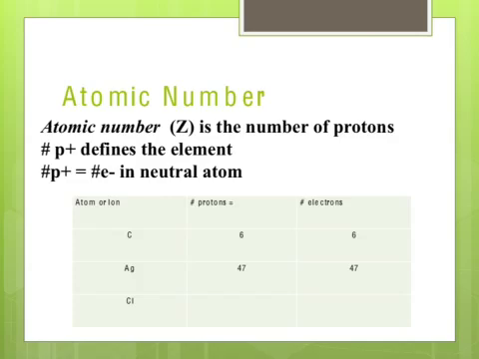Both protons and neutrons can be found in the nucleus, and the electrons are found outside the nucleus. Your number of protons defines who you are. So each element is defined by how many protons it has. And the periodic table is set up in order of increasing proton number.